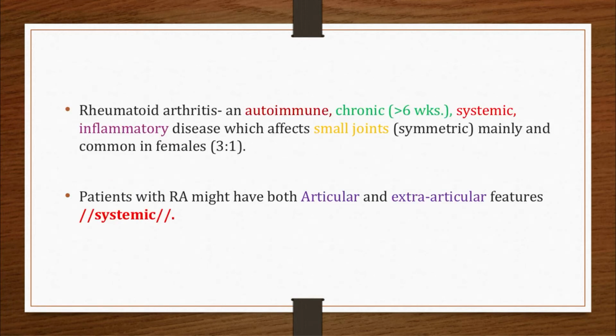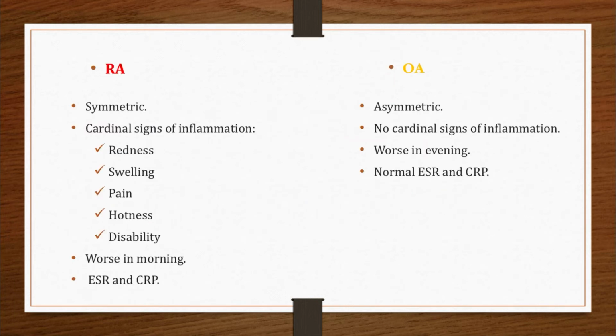So before we talk about the epidemiology and etiology, let's recap something important: rheumatoid arthritis is an autoimmune, chronic, systemic inflammatory disease which affects small joints symmetrically, and it's common in females. The female to male ratio is 3:1. Also, patients with rheumatoid arthritis might have both articular and extra-articular features because this is a systemic inflammatory autoimmune disease, right? Also, as we already discussed, rheumatoid arthritis is a symmetric autoimmune inflammatory arthritis.